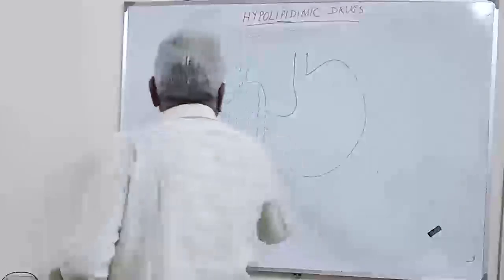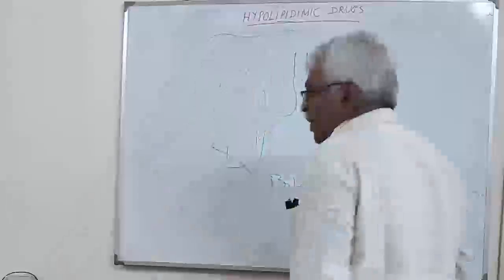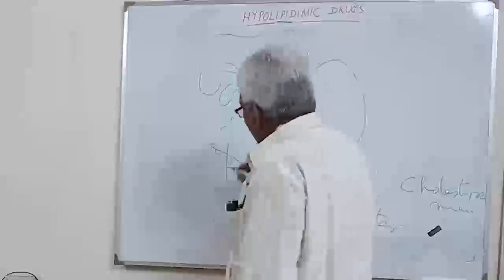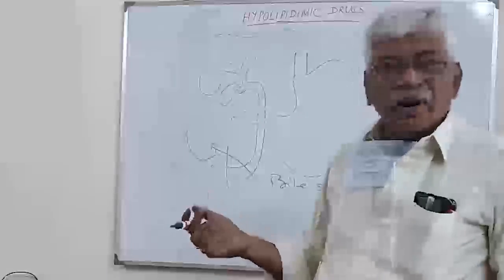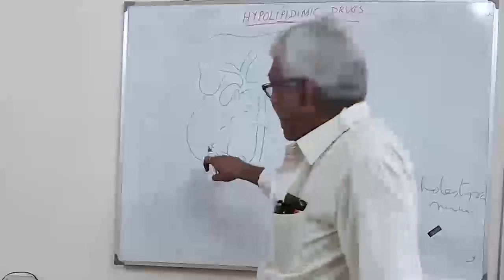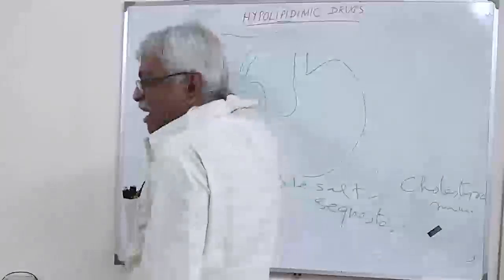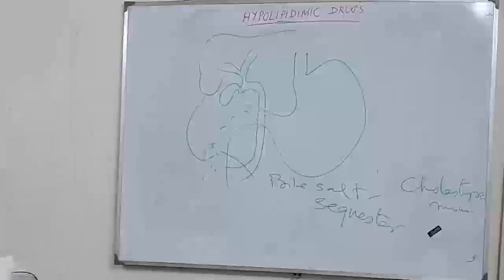Now, for the absorption of fat, bile is required. There are certain drugs which sequester the bile salt, like cholestyramine. What does it do? It sequesters the bile salt, so the fat cannot be absorbed, and as a consequence there will be more production of different receptors, which will ultimately prevent the hyperlipidemic condition.